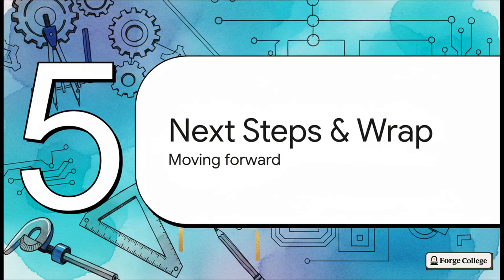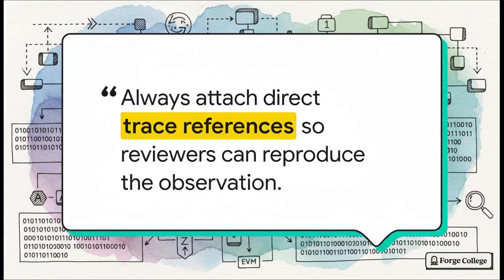Finally, Section 5, next steps and wrap. As we pack up our tools, I want you to internalize the golden rule of EVM architecture. Always attach direct trace references to your optimization claims so reviewers can reproduce the observation. It is literally the Web3 engineering equivalent of "pics or it didn't happen." Without the trace evidence pointing to the exact opcode offset, an optimization is just a nice theory. But with it, it's an undeniable fact.